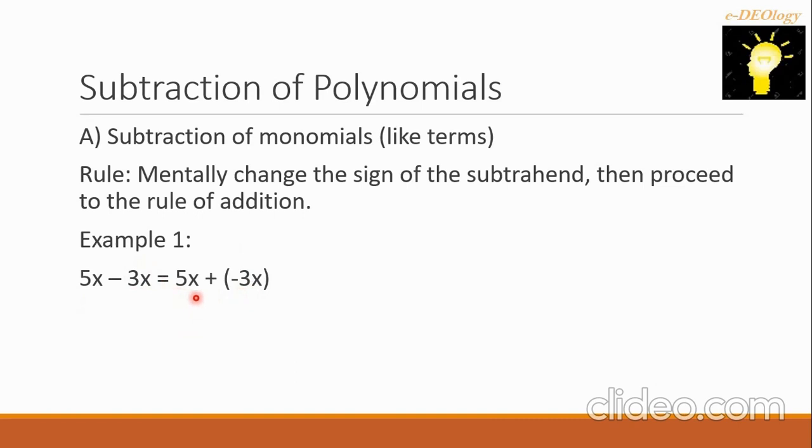Since we have two terms here with opposite signs, we're going to subtract the coefficients, and then we will affix the sign of the coefficient with the greater absolute value. And then for the variable, we will copy the common variable or the common literal coefficient. So the answer is 2x. The positive 5 plus a negative 3 will give us positive 2, and the variable x is copied. So the final answer is 2x.